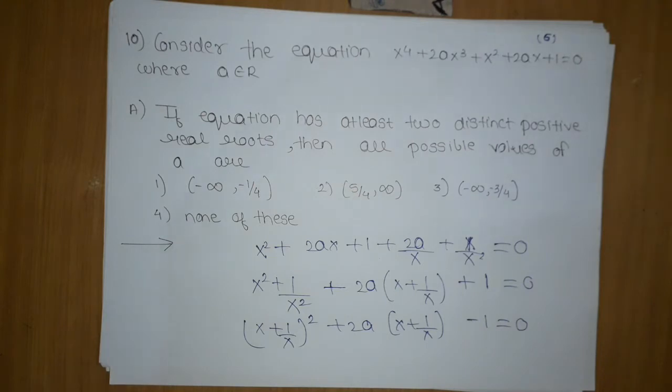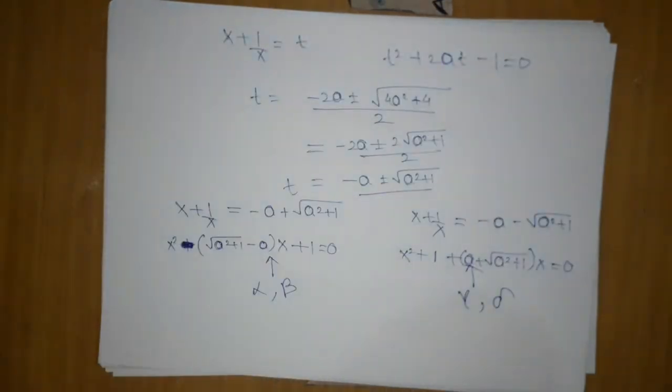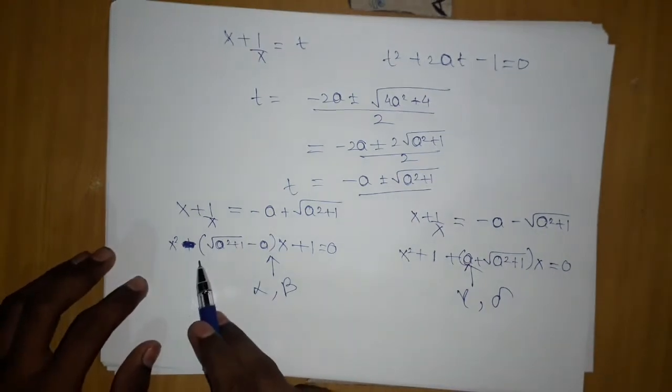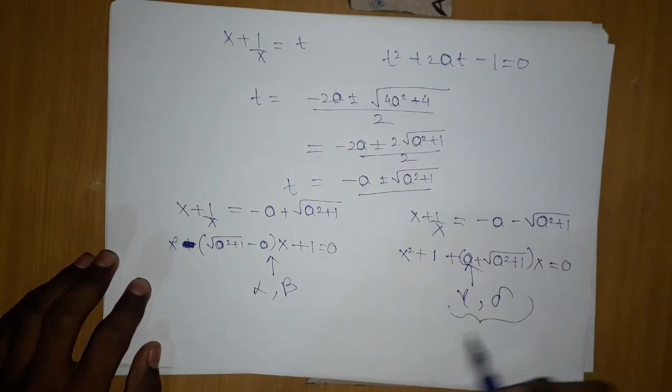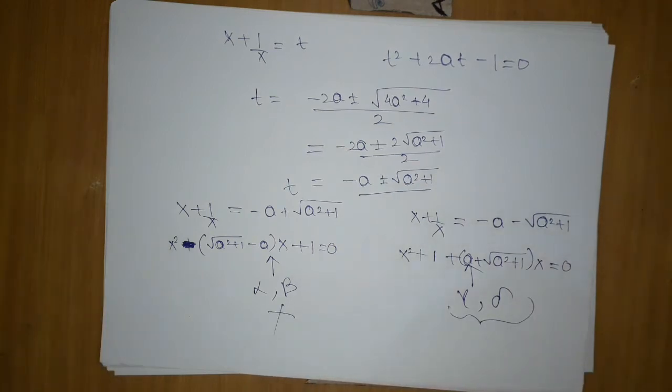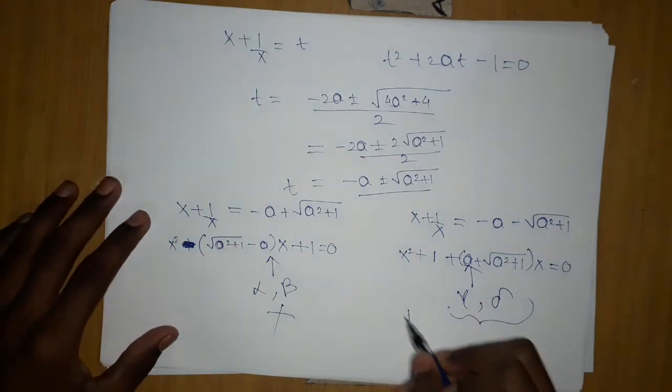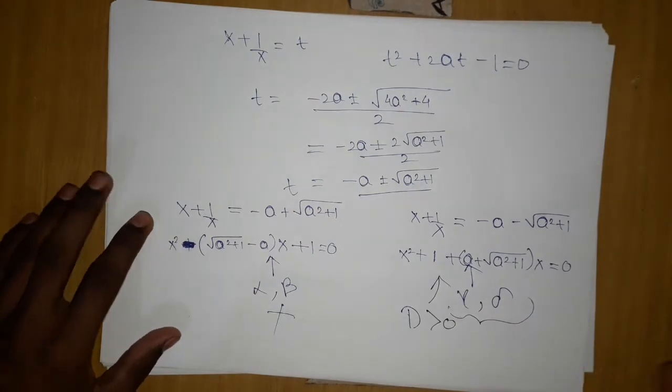The first question is: if the equation has at least two distinct positive real roots, then all possible values of a are. Here, at least means two or even more will work. So if the roots are distinct and positive, the sum of the roots should be positive. Here you can see the product of the roots is negative, and here the product of the roots is positive, so we are going to deal with this quadratic and ignore the other one. We want real roots, so the distinct roots should be greater than 0 for this quadratic.